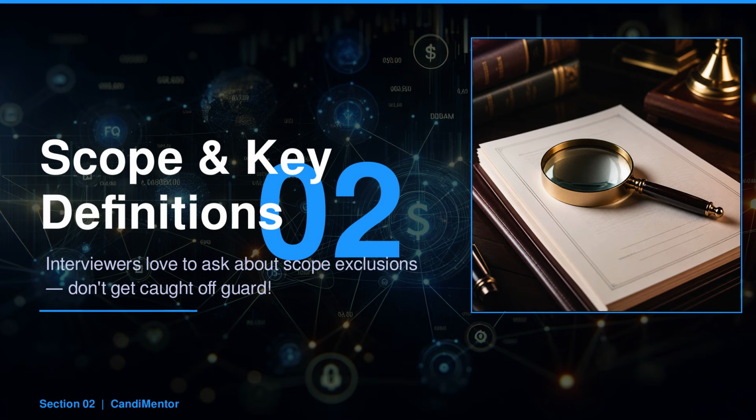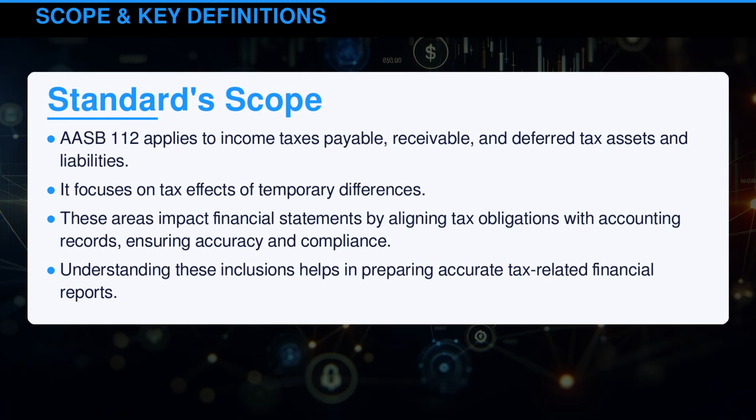Scope clarifies what lies within a standard's realm, especially in AASB 112. Candidates often forget that taxes based on income from foreign operations aren't covered by this standard. A classic interview trap. Knowing precisely what's included and excluded can make or break your understanding in a high-stakes setting.